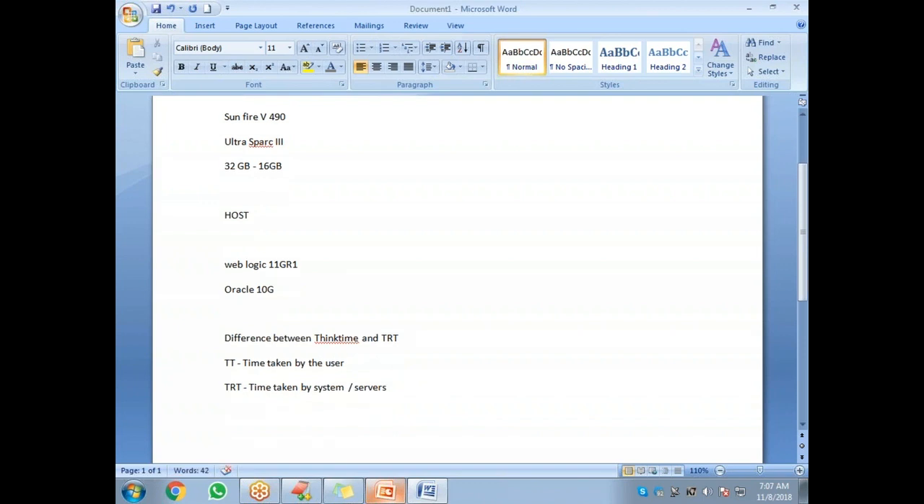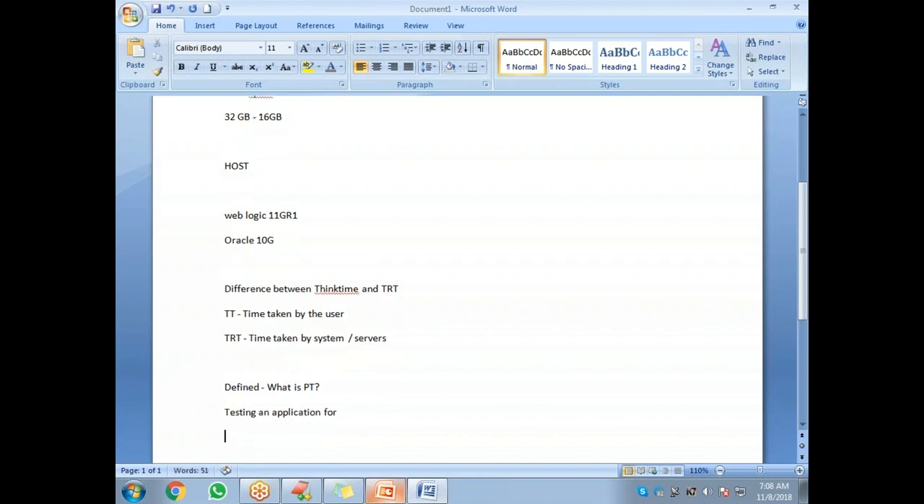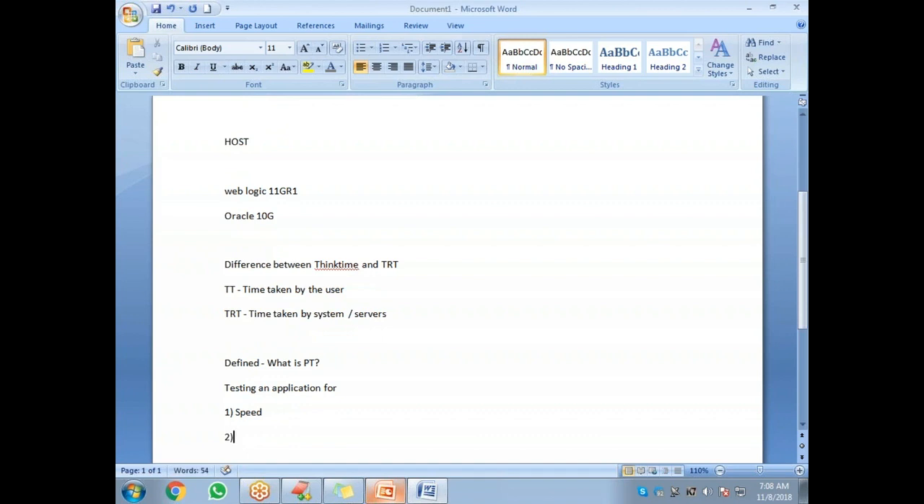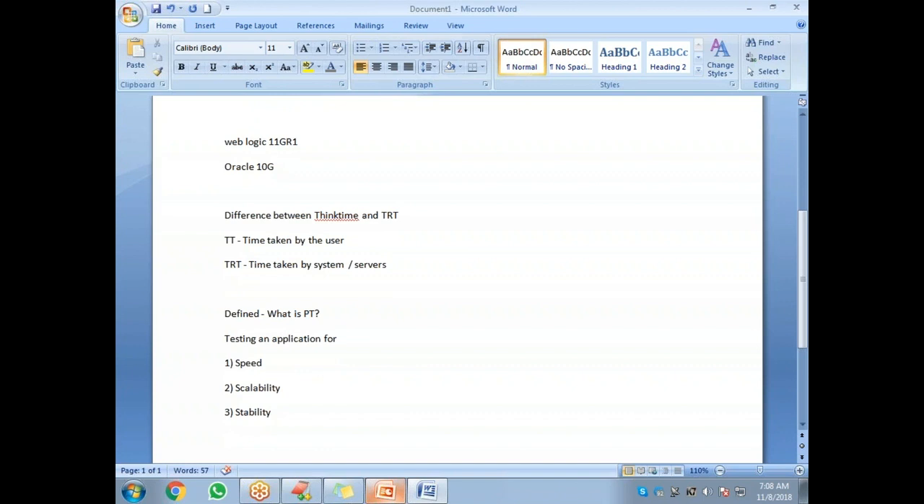Then we went ahead and formally defined what is performance testing. What is PT? PT means performance testing. Performance testing is testing an application for 3 things. What is the first thing, guys? Wonderful, Melly. Speed. Second thing, scalability and stability, in any order. Do we do the performance testing with real users or virtual users? Under virtual user load.